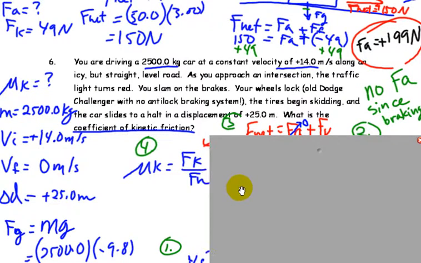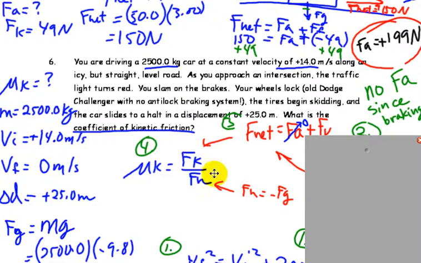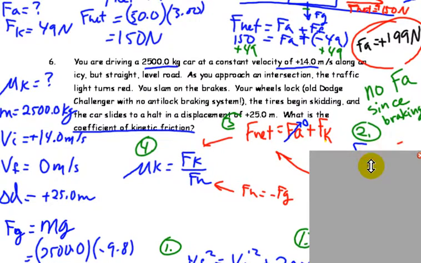So our very last step is going to be this. Mu k is equal to Fk over Fn. So we're going to have to find the friction force. We're also going to have to find the normal force. Normal force is easy. It's just the opposite of gravity. But to figure out the coefficient of friction, the only other way I can do it is by looking at this, my F net equals Fa plus Fk equation.